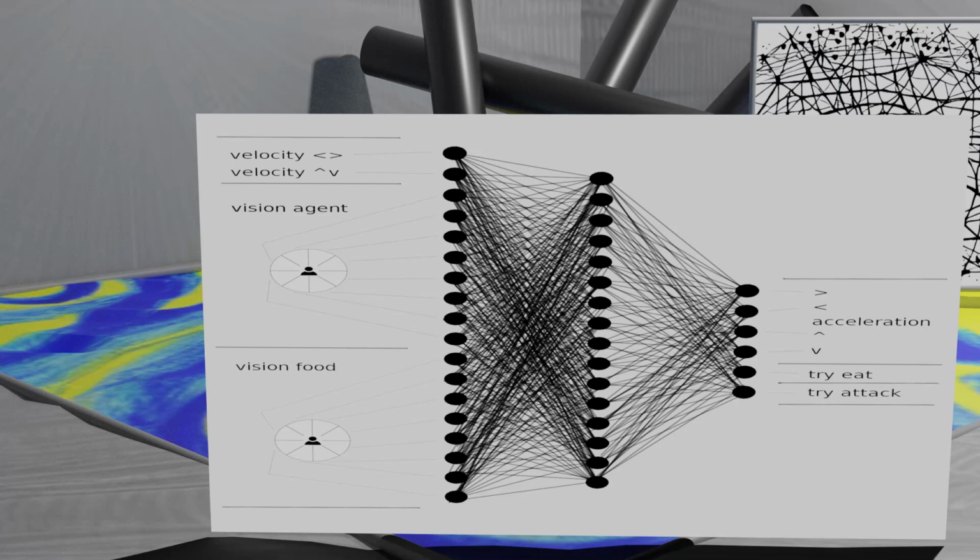16 of those inputs are based on vision, which is achieved by measuring the distance to the closest agents and closest food for all 8 segments surrounding the agent with a maximum distance determined by the vision property. The remaining 2 contain the current velocity of the agent. The 6 outputs are split in 4 for acceleration direction and 2 for trying to eat or starting a fight.